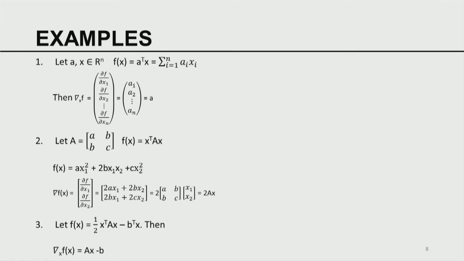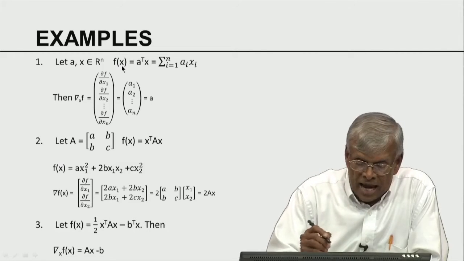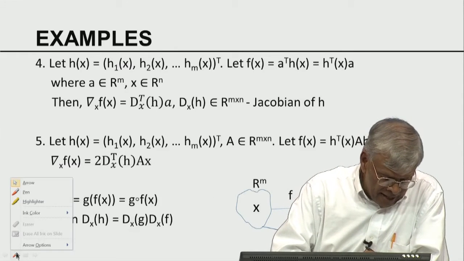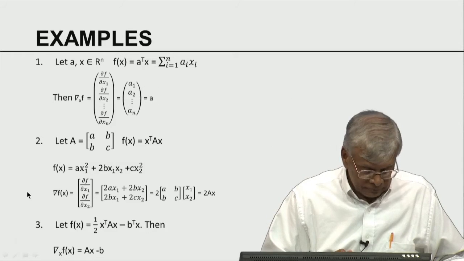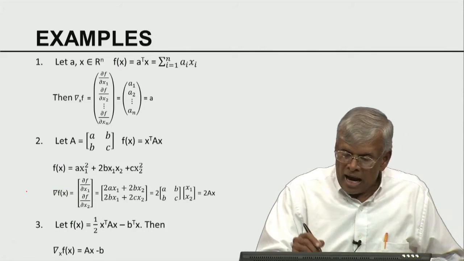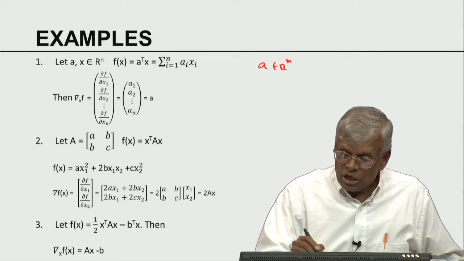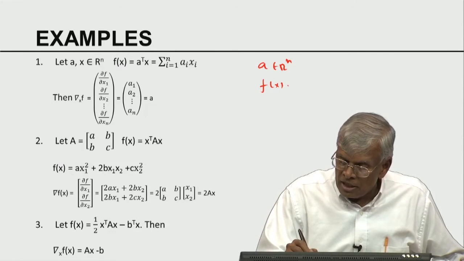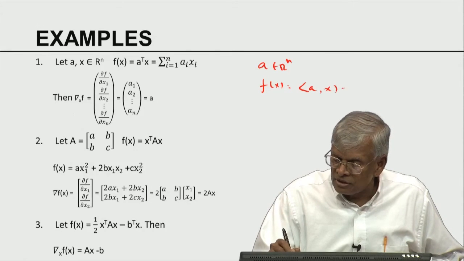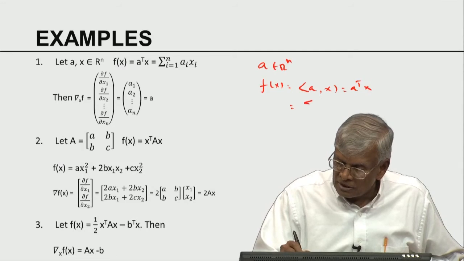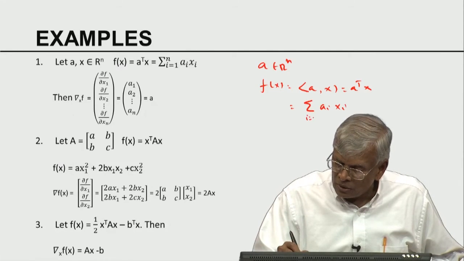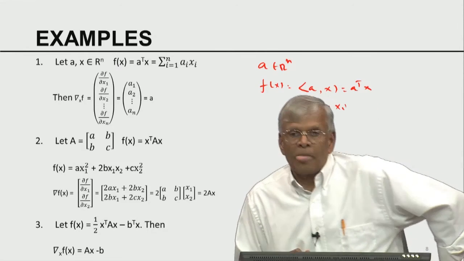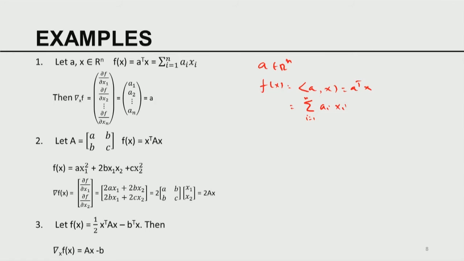Let A be a vector, let X be a vector, A be a constant vector. So I can define a function. I pick A in Rn, I keep it fixed. So I'm going to define f of x equal to a transpose x, which is equal to summation ai xi, i equal to 1 to n. So it's a function of x. It's a scalar valued function of x because it is an inner product. So the output is a scalar, input is a vector. A is a common vector that transforms every input vector.